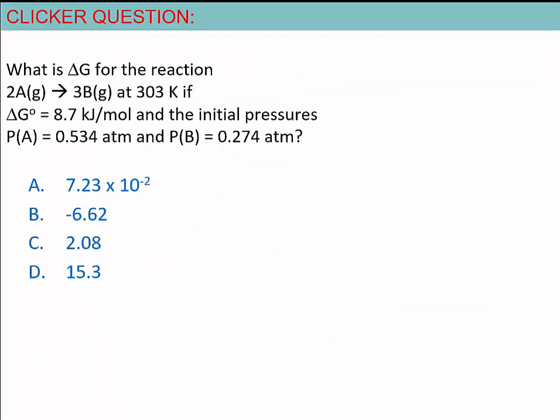All right, what is the delta G for a reaction where you've got 2A gas going to 3B gas at 303 Kelvin, if delta G naught is 8.7 kilojoules per mole and the initial pressures are going to be 0.534 atmospheres and the partial pressure of B is 0.274 atmospheres? All right, the answer is going to be C.